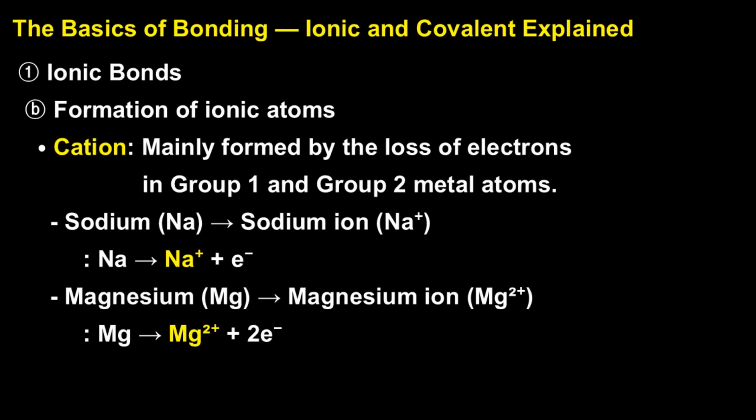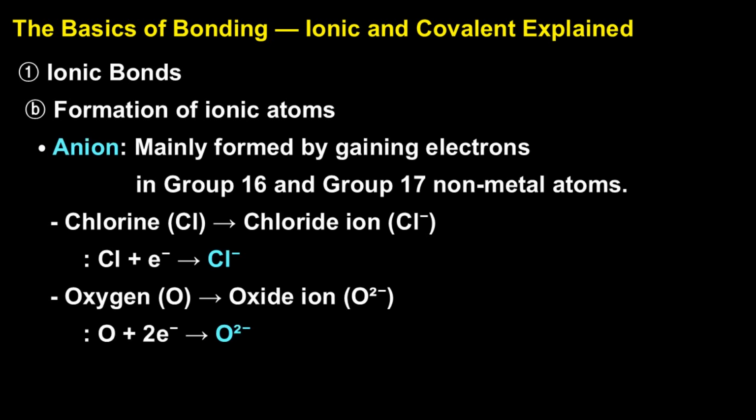This usually happens with metals in group 1 and group 2. Since these metals have just a few valence electrons, it's easier for them to give those up and reach a stable electron configuration. For example, take sodium. It's in group 1. Sodium has one valence electron. To become more stable, it loses that one electron and forms a sodium ion. Now let's look at magnesium from group 2. Magnesium has two valence electrons, and it loses both, forming a magnesium ion.